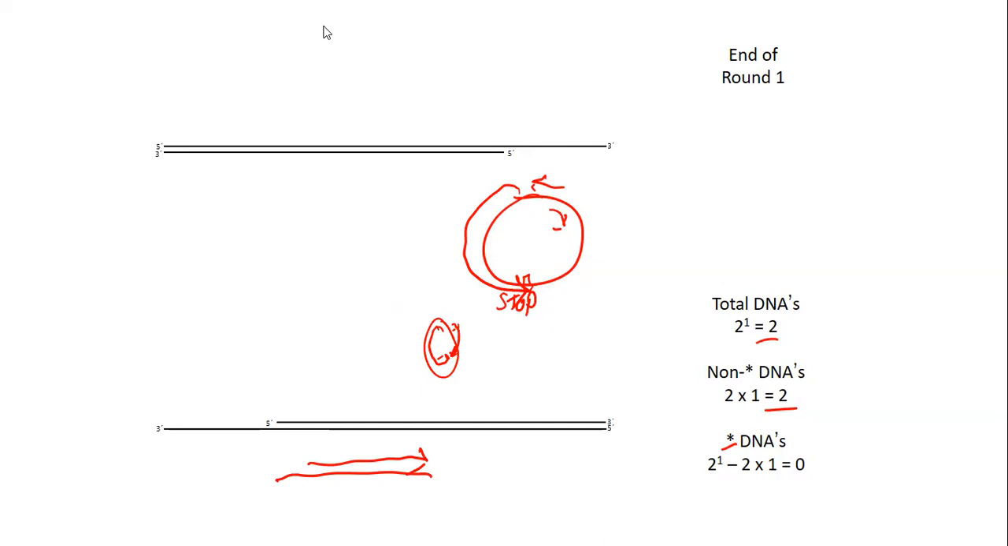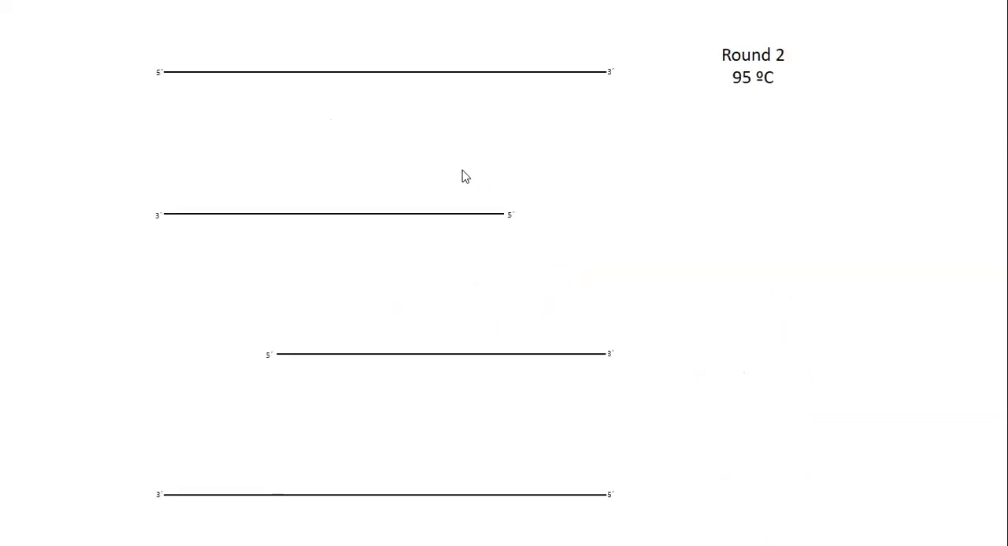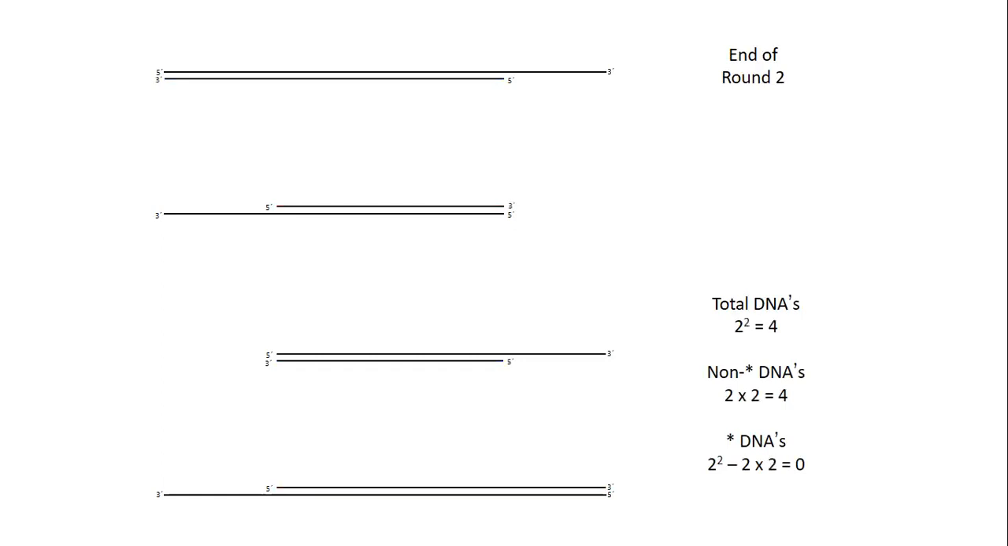All right. So that's after one round. Round 2. Do this again. Heat to separate. Cool down. Anneal. Go. Elongation. Round 2. We have made 4 DNAs. We have quadrupled our DNA. However, none of these DNAs are actually the sequence that we want. So we have 4 non-star DNAs and 0 star DNAs.